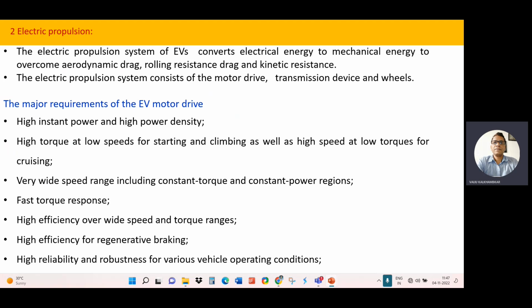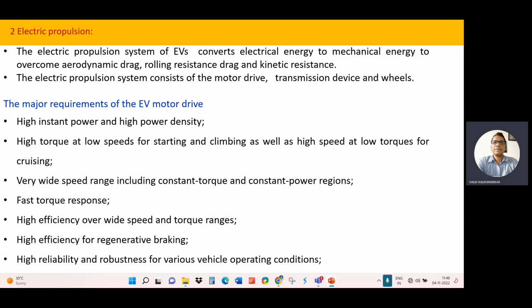These similar characteristics are obtained in an IC engine vehicle by using gear arrangements. So here the electric motor drive system should provide these characteristics. The next requirement is a wide speed range, including constant torque and constant power regions. So it should provide a wide range of speed from low speed to high speed, and also constant torque and constant power regions. So there are torque speed characteristics, and it should give better torque speed characteristics.